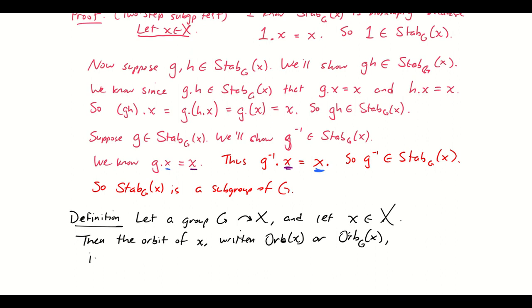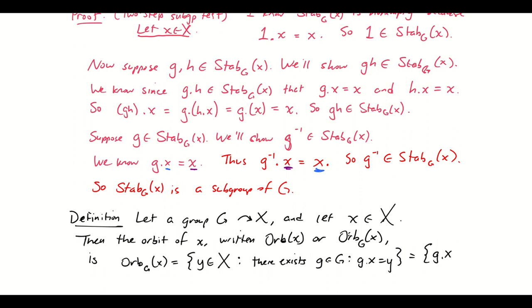So that orbit is the set orbit under G of X equals the set of all Y in the set X for which there exists a group element G such that G acts on X to produce Y. To put it a little bit more tightly, it's the set of all results of G acting on X where G belongs to this group. All right, so in other words, the orbit of X is the set of all objects in the set X that you can get to by acting on X with group elements.